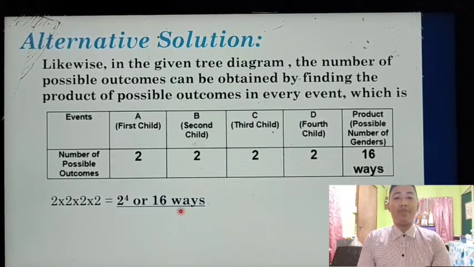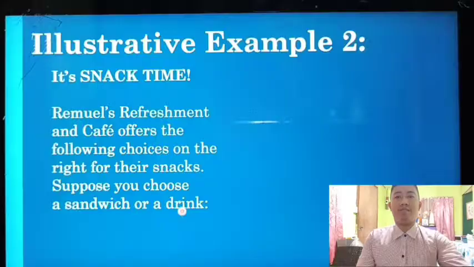So comparing with the tree diagram, using the tables is easier as an alternative solution to determine the number of possible outcomes in the given event. So that is our final answer. So let us proceed to our next illustrative example number 2.